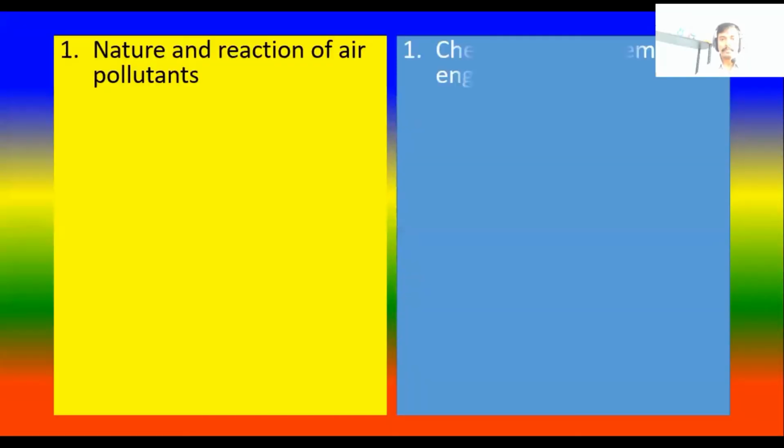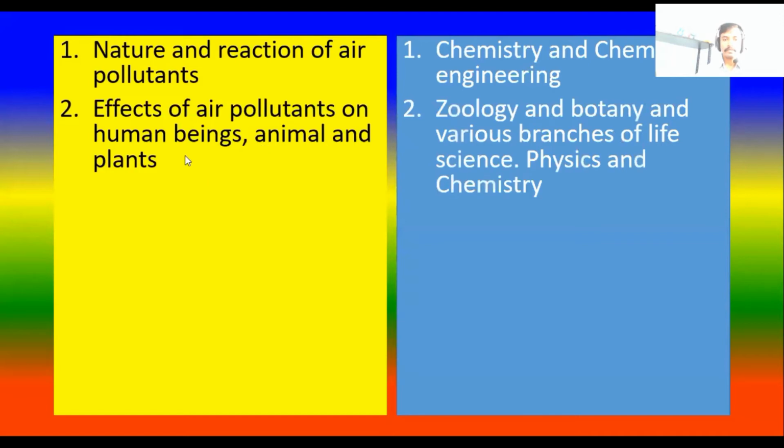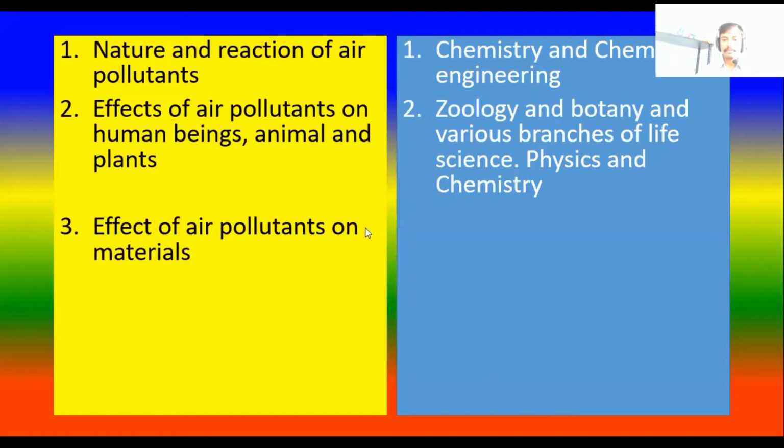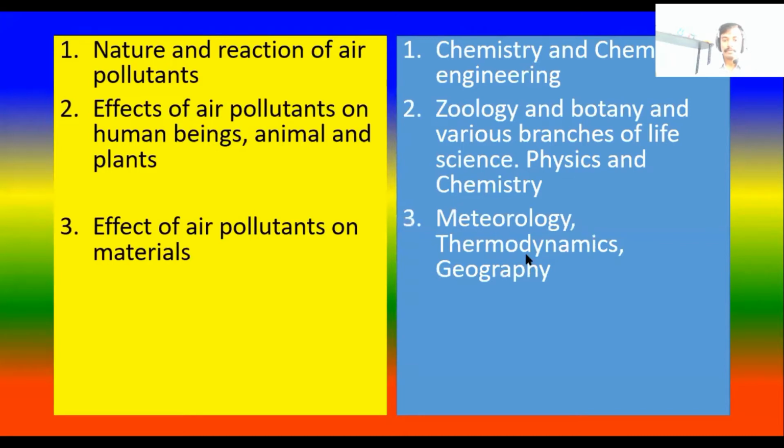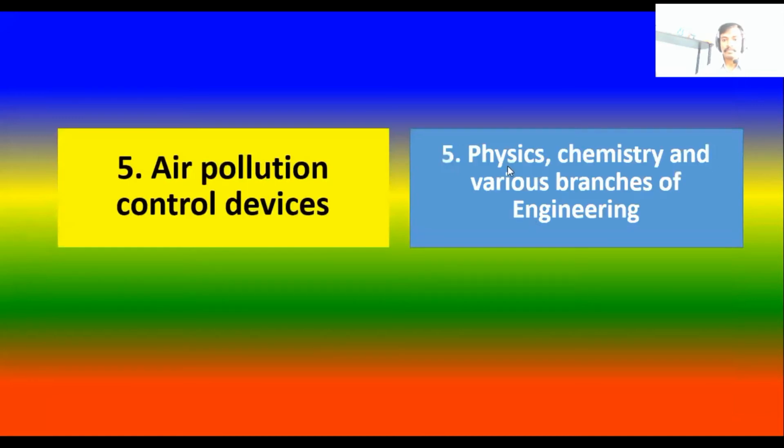Look at this, a wonderful table. These are environmental issues: nature and air pollution concerning chemistry and chemical engineering. Then animals, pollutions, zoology, botany. Then air pollution, materials, meteorology. Then thermodynamics, geology. Effect of climate and air pollution, mathematical modeling. Then air pollution control by physics, chemistry, branch of engineering. Environmental engineering is a specialty engineering.